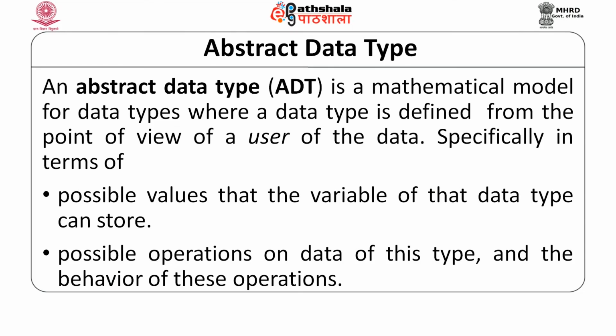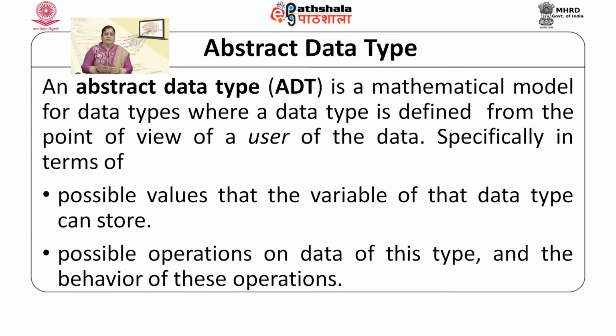So, an abstract data type is a mathematical model for a data type, where a data type is defined from the point of view of a user of the data, specifically in terms of possible values that the variable of that data type can store. It may be a set of constants, it may be in the form of a range, but we need to define what kind of values that variable will be able to hold when we declare a variable of this data type. Apart from that, we specify the possible operations that can be performed on that data and what would be the behavior of these operations.